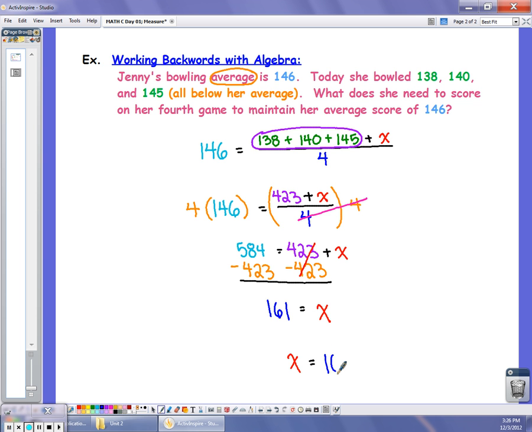And what does that 161 represent? Well, that 161 represents the score that she needs to bowl on her fourth game in order to maintain her average of 146.